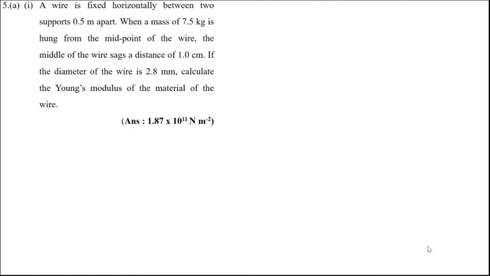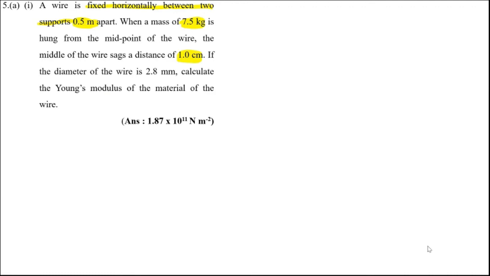For number 5A part 1, given a wire fixed horizontally between two supports 0.5 meter apart. When a mass of 7.5 kilogram hung from the midpoint of the wire, it caused the wire to sag for a distance of 1 centimeter. If the diameter of the wire is 2.8 millimeter, calculate the Young modulus of the wire.